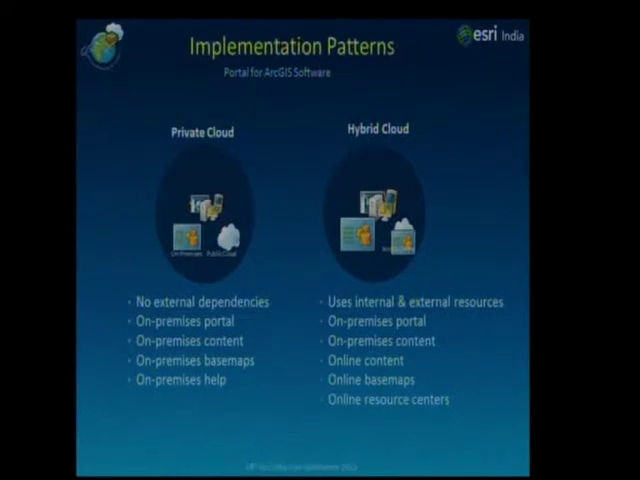The difference when you come to the implementation patterns, one is what we are looking at as a private cloud. So there are no external dependencies. You have on-premise portal, content, base maps, everything within your own firewall. And through this, you can drive all your services. The other one is you can even think of a hybrid, wherein the online content and base maps come from online, and everything else can be yours. So only the content you allow comes from outside. Those are the two different implementation patterns. So depending upon your organizational needs, you can plan for this.